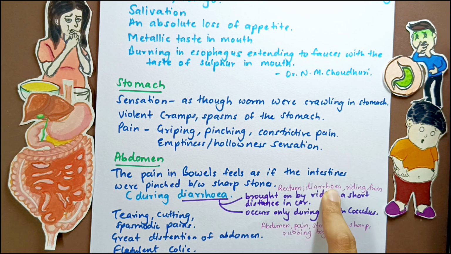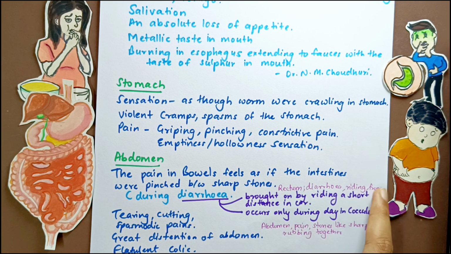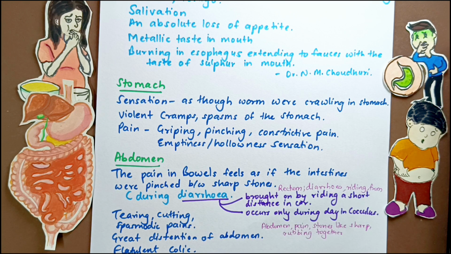So rectum, diarrhea, riding from. Now you should know that when you are repertorizing through Kent's repertory, for diarrhea, if your patient has diarrhea and you want to repertorize that, you need not go into the stool chapter, but you have to go into the rectum chapter. So that also we need to remember: which chapter has what kind of rubric? So rectum, diarrhea, riding from. And abdomen, pain, stones like sharp rubbing together. So even this sensation has a rubric for it, which you can take.